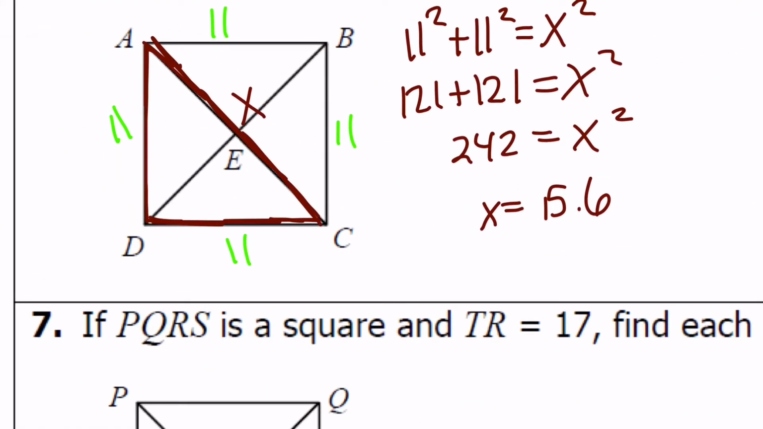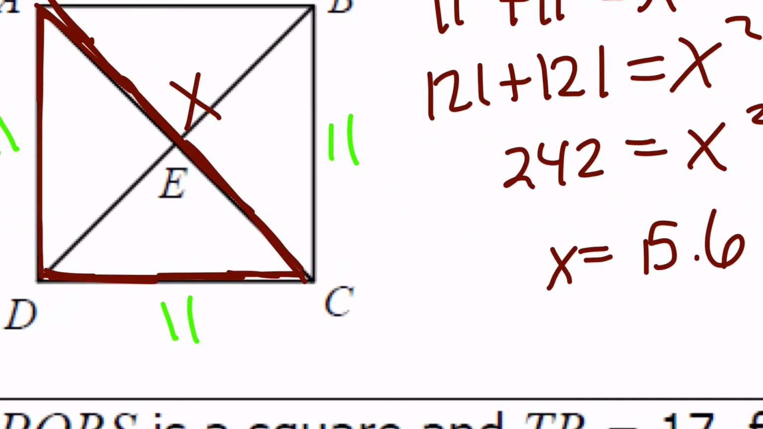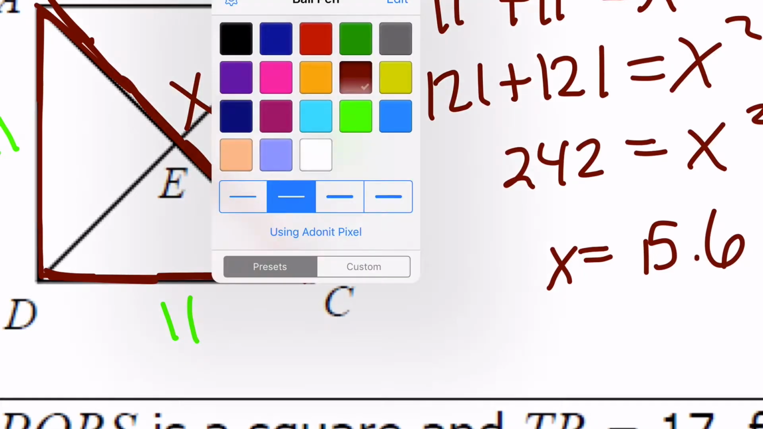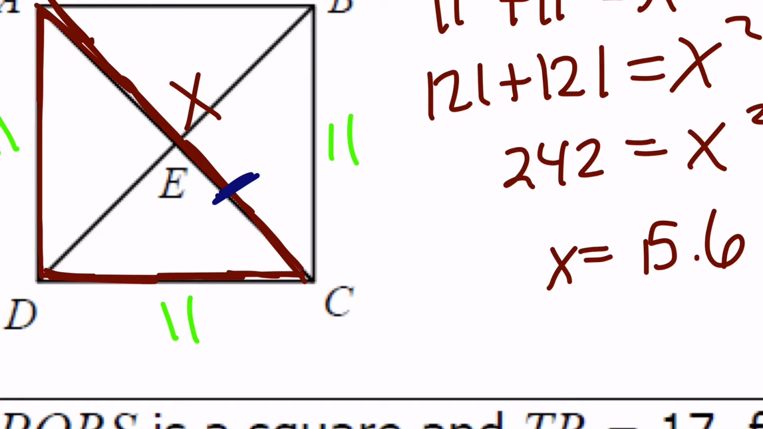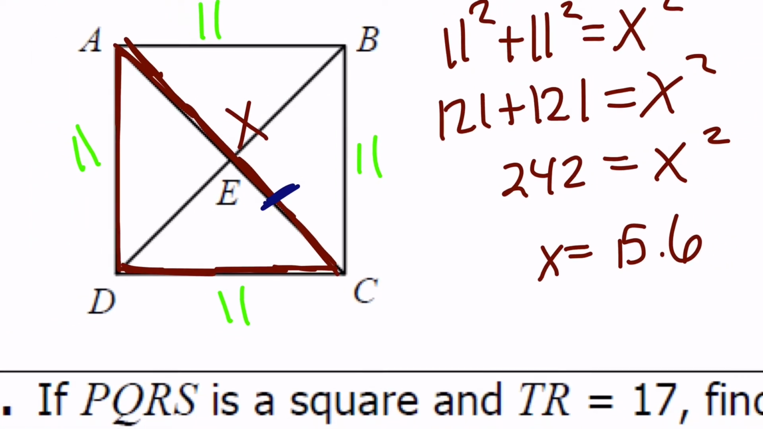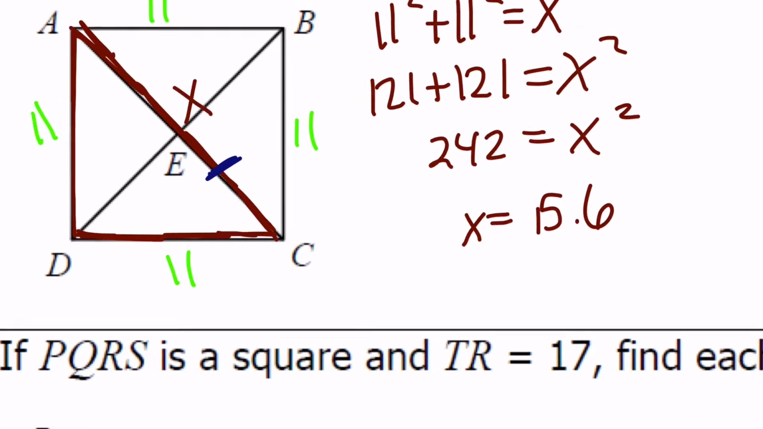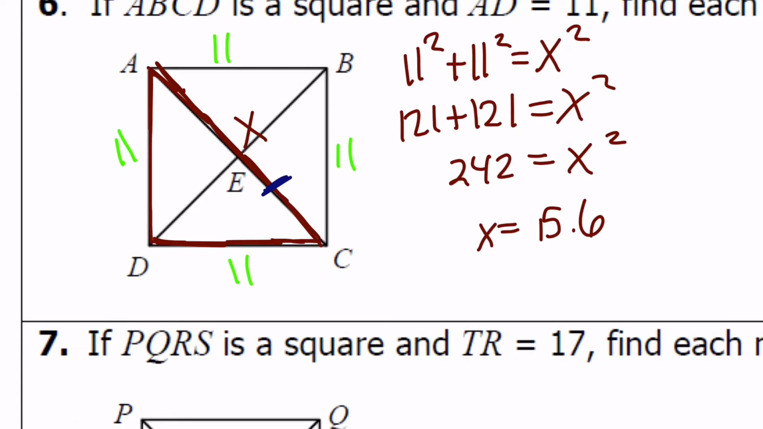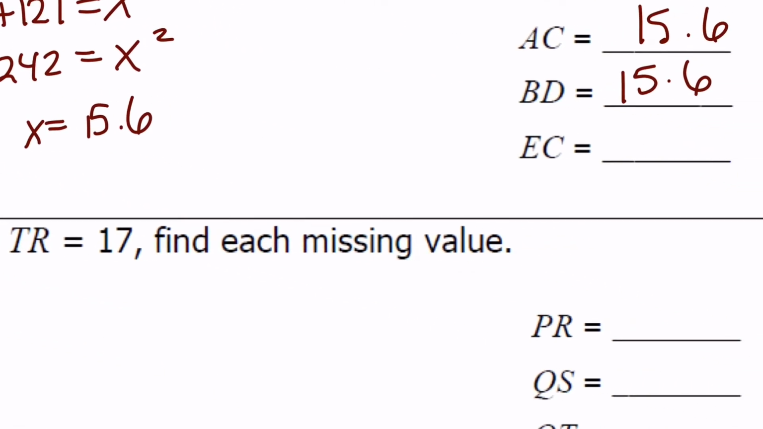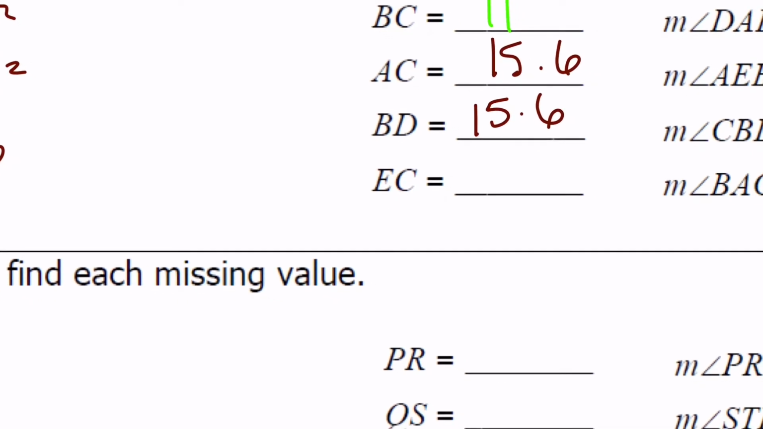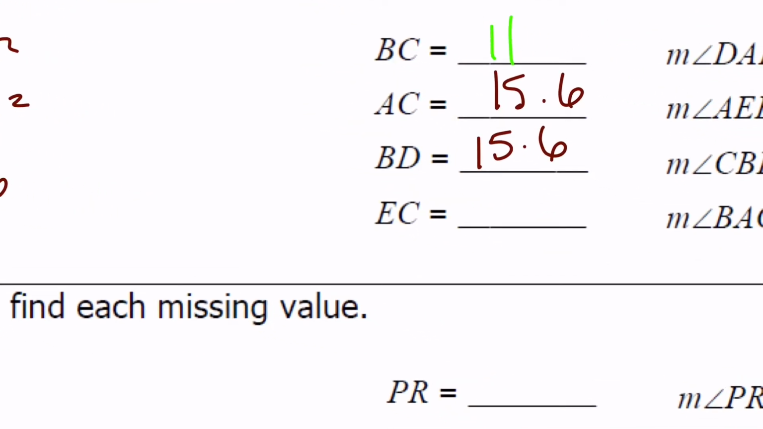Then EC, which is this one here. Remember diagonals bisect each other, so that cuts AC in half to get EC, so EC is equal to half of 15.6, which is 7.8.